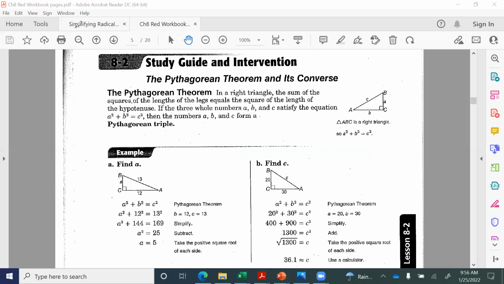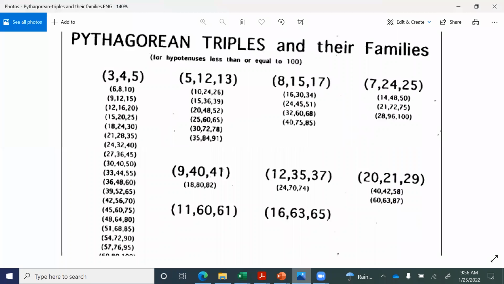And I want to put a list of Pythagorean triples. There's a lot of them. All right. Now, do we need every single one of these? No, I'm not making you memorize every single one. All right. But there are two that are probably the most important. This one's definitely by far the most important. 3, 4, 5. Followed closely by 5, 12, 13.